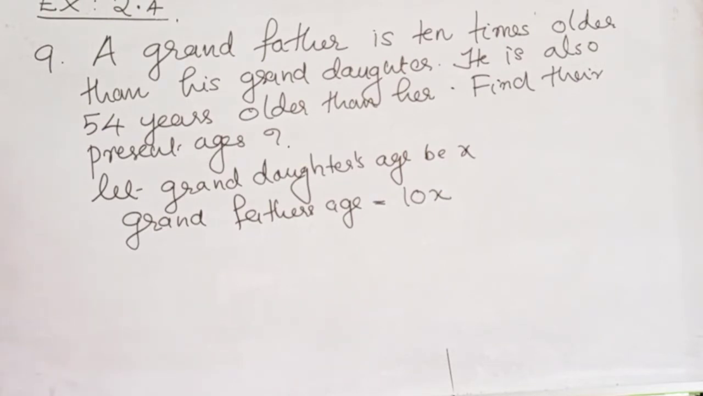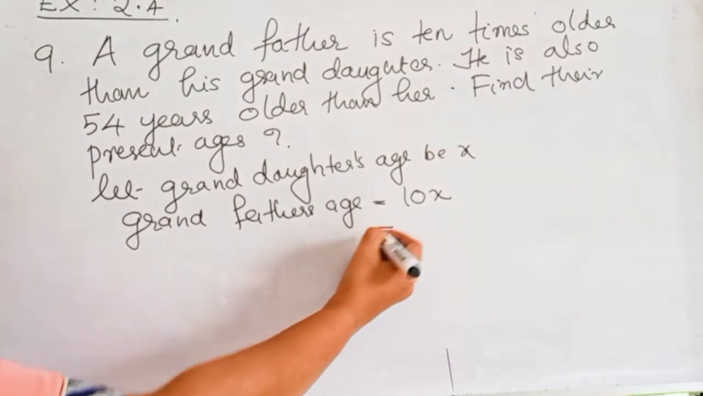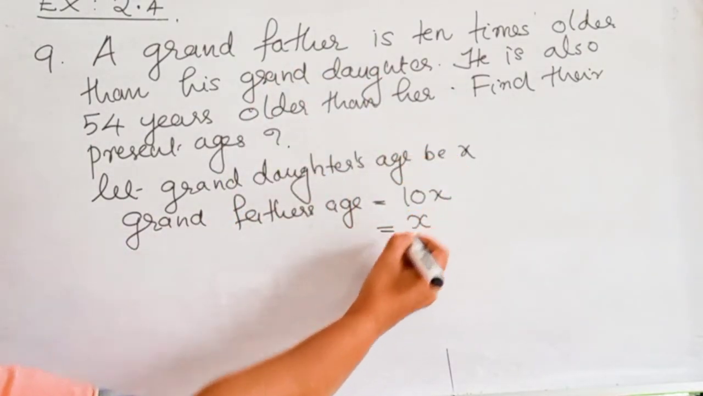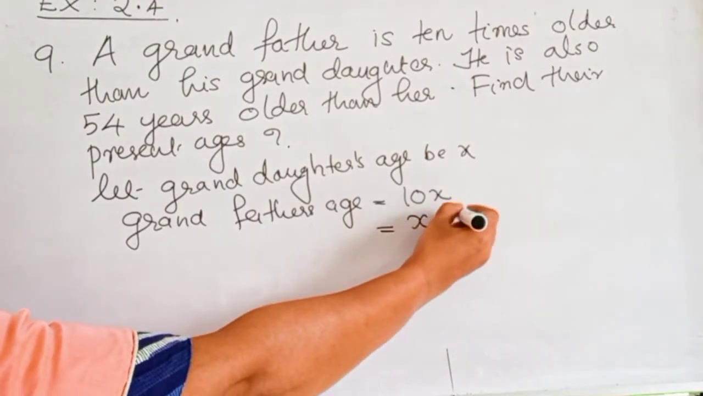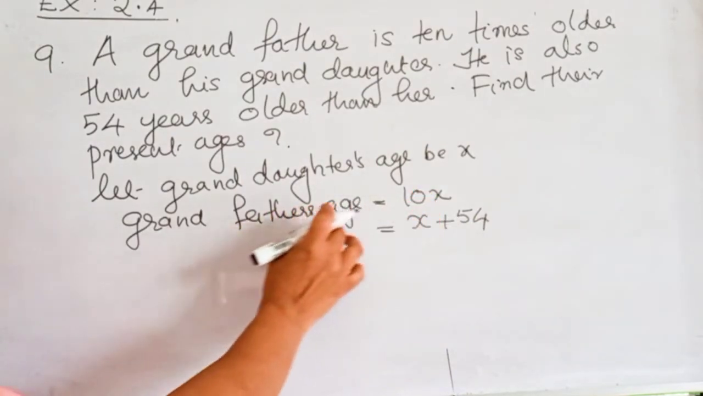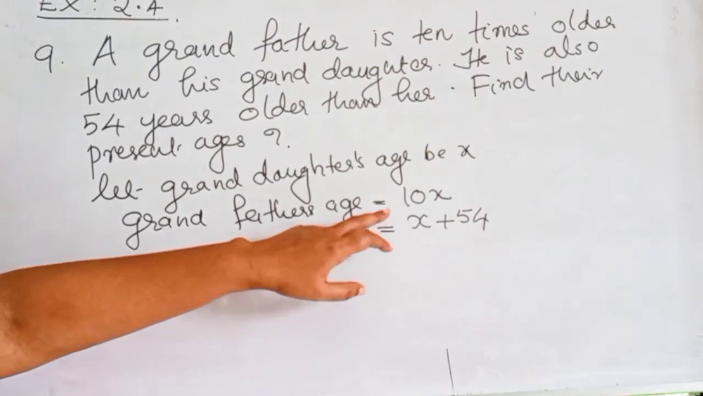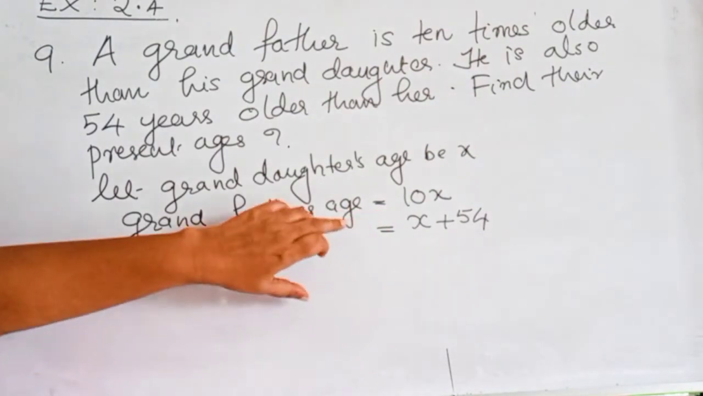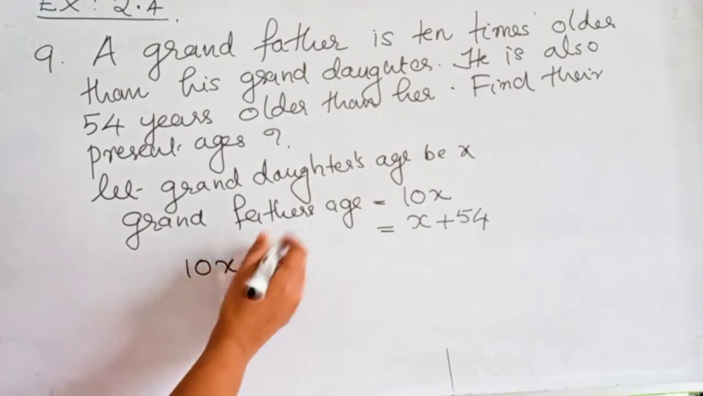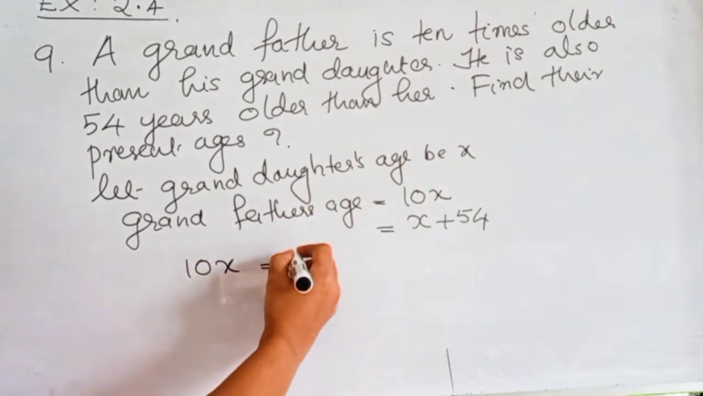And they have given another relation. He is also 54 years older than her. Another connection they have given, that grandfather is 54 years older than her. That means granddaughter's age plus 54 years, x plus 54. So both 10x and x plus 54 are grandfather's age. Both are the same thing, so we can equate them.